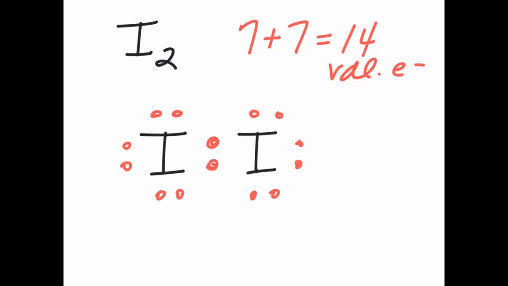Let's decide if we've used all 14. We had the 2 in the middle, and then another 6 on the iodine on the left-hand side, and another 6 on the iodine on the right-hand side. That gives us a total of 14 valence electrons. Both iodines have 8 electrons total, which makes it stable.